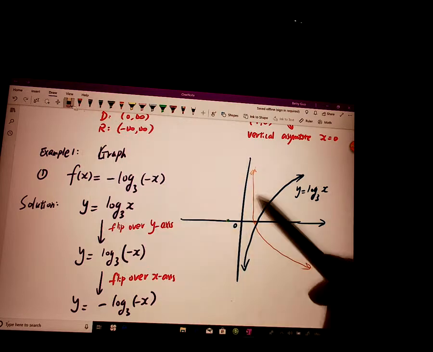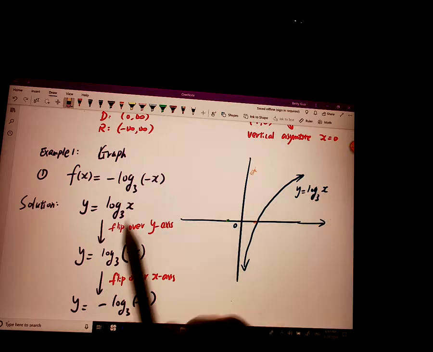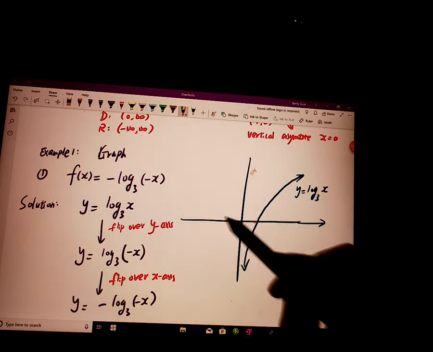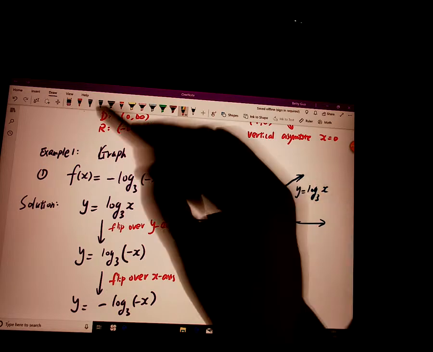Let me redo this part. I apologize for that, but I'm not going to do another video, so we just fix this here. This is the mother function, okay? Because its base is 3, it's increasing. Firstly, we flip over the y-axis. We would have this rainbow color curve, like that, all right? And then we flip over the x-axis.